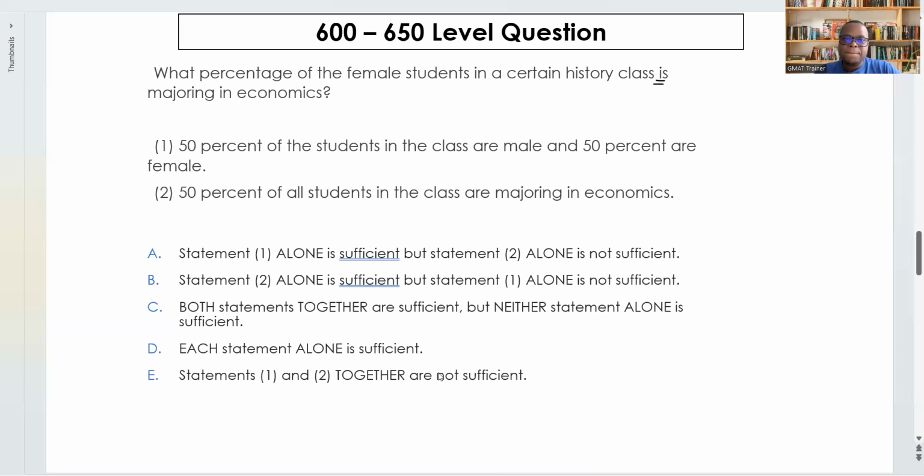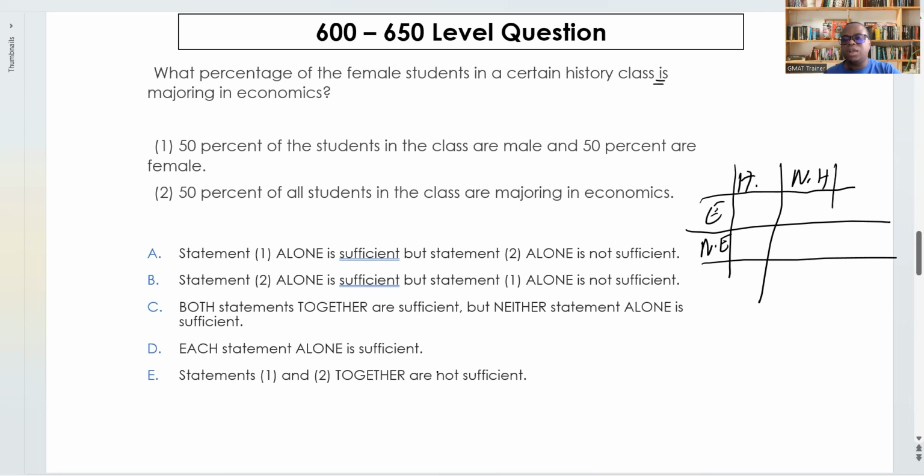The question you're being asked is, what percentage of female students in a certain history class is majoring in economics? So we have females, and then we have history, and then we have economics. These are three groups that you do have. We'll attempt the question, then we come back to address it together. So from this statement, you do have female students. And they're being asked the percentage of female students in a history class who are majoring in economics. So if you had to take the whole body of female students, you do have history and non-history, because those are the two groups you can get from this. And then you have economics and non-economics. So that will fit our matrix.